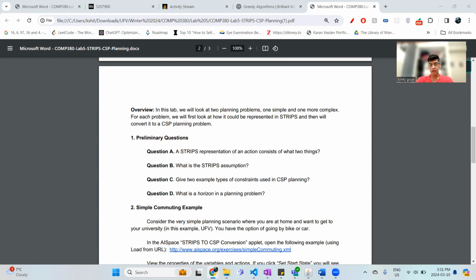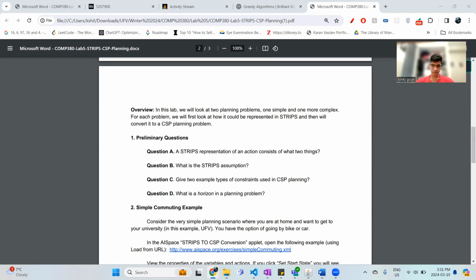action. Question C was: give two example types of constraints used in CSP planning. I picked goal constraints and action constraints. And I'll just quickly explain these two. So an action constraint is basically talking about it constrains what two actions can happen at the same time. It's almost like a mutual exclusion or a mutex constraint.